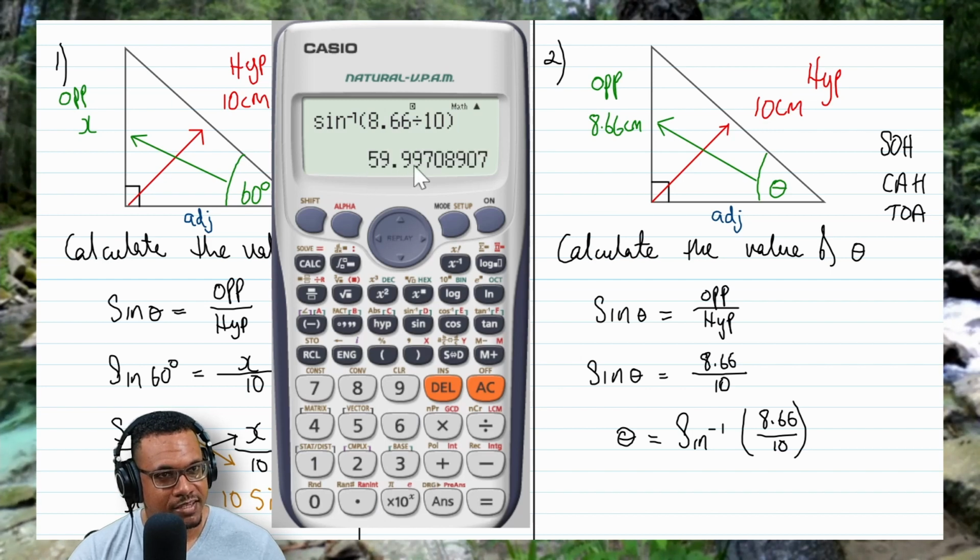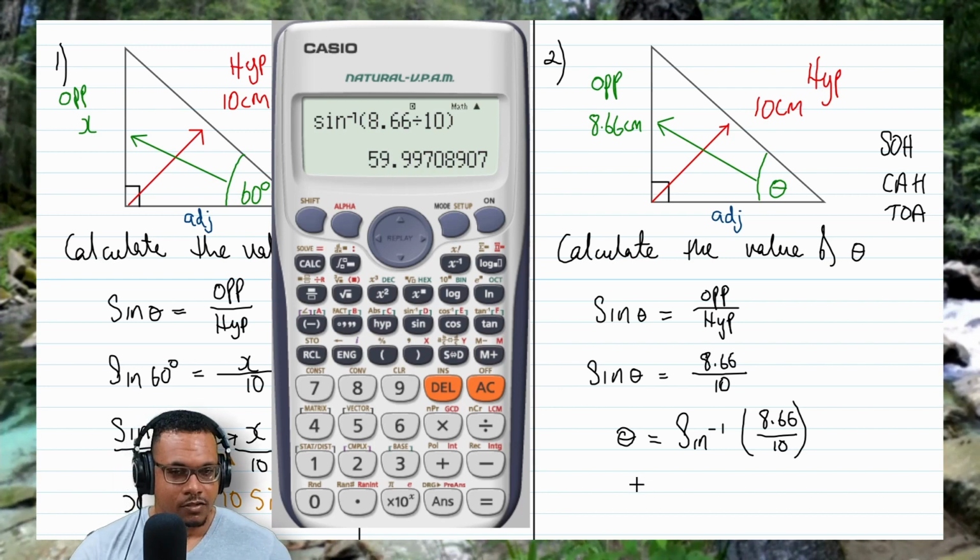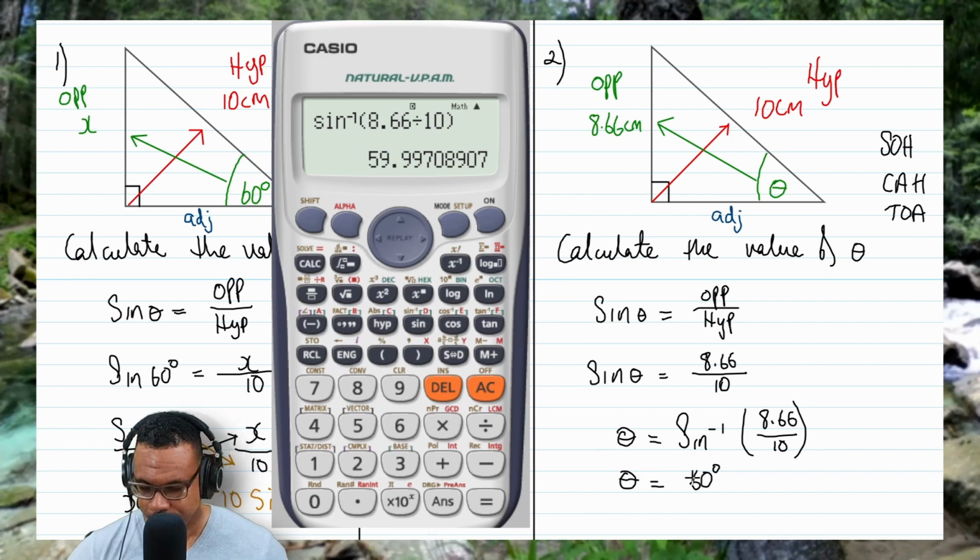And we get 59.997 to three significant figures. That's 1, 2, 3. After this 9 is a 9, so this 9 goes up by 1, which will cause this 9 to go up by 1. So we're going to get 60 degrees. So we're going to have theta is equal to 60 degrees.